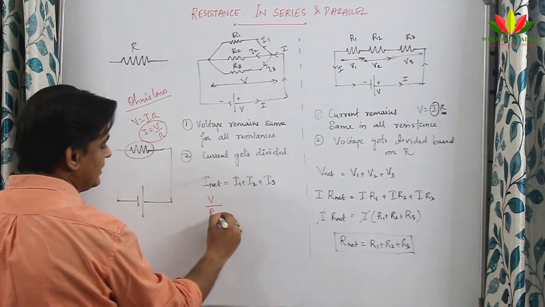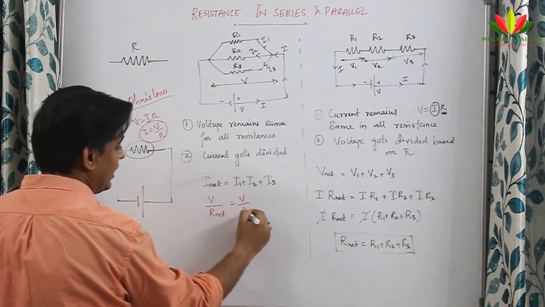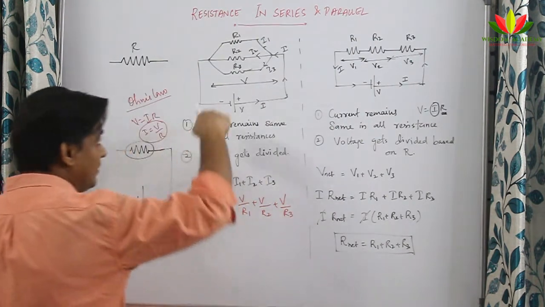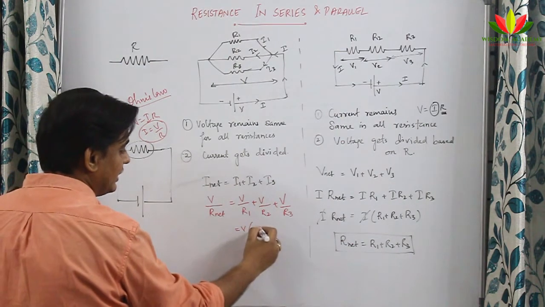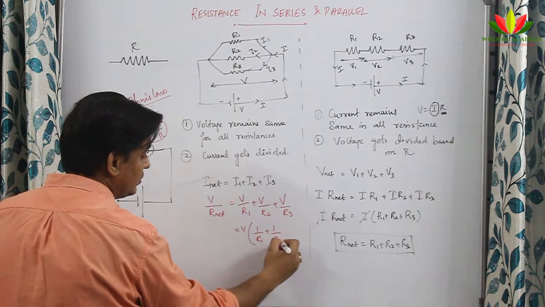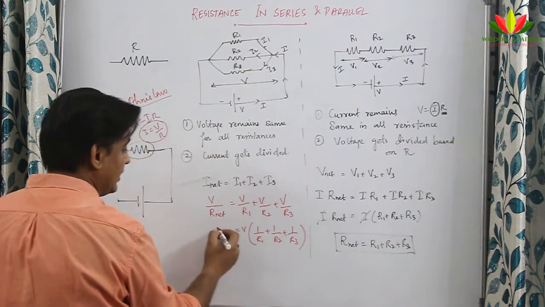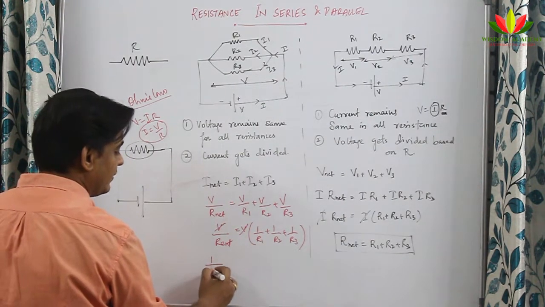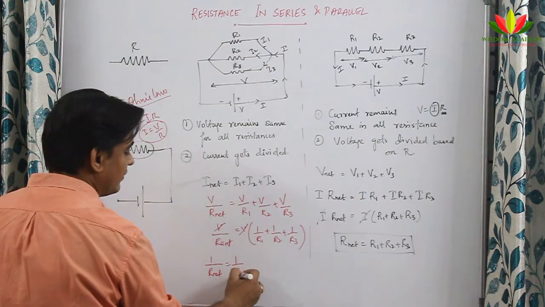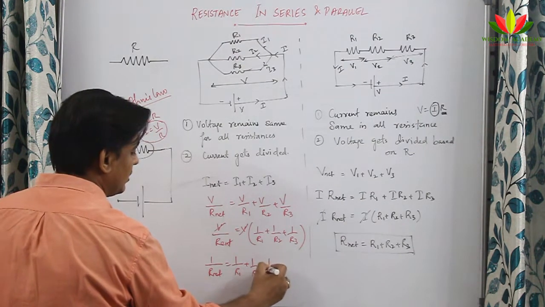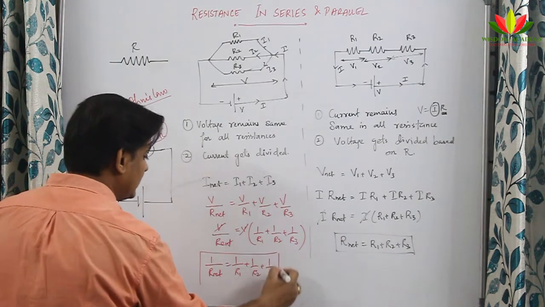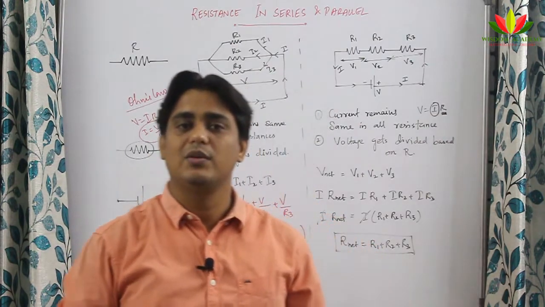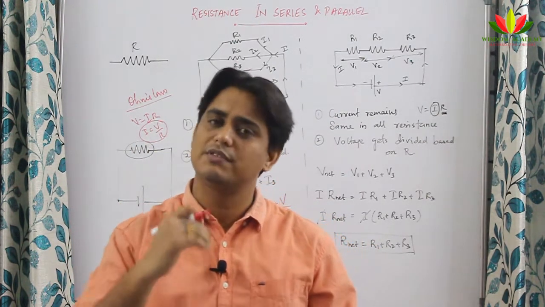So V by R net is equal to V by R1 plus V by R2 plus V by R3, because V remains the same for everything. If I take V common, it will be 1 by R1 plus 1 by R2 plus 1 by R3, and here I have V by R net. These two will get cancelled, and finally I get 1 by R net is equal to 1 by R1 plus 1 by R2 plus 1 by R3. So when resistances are in parallel, the equivalent resistance is 1 by R equivalent equals 1 by R1 plus 1 by R2 plus 1 by R3.